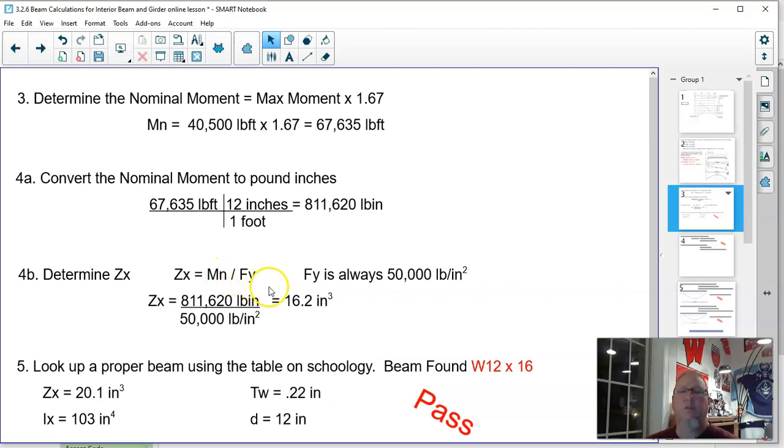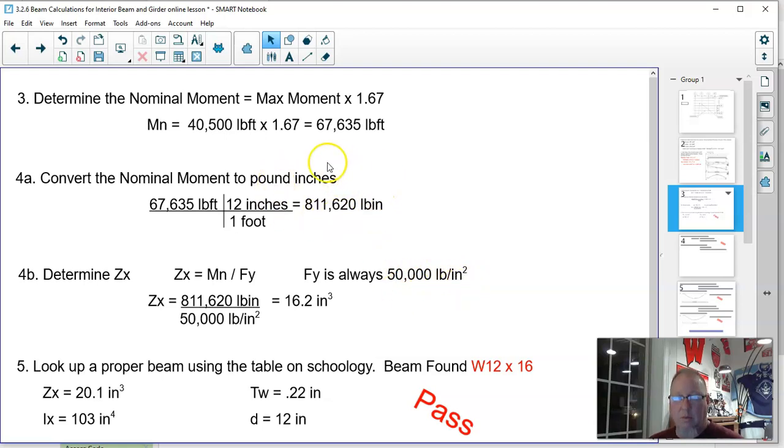Now Fy has to do with how steel is manufactured in the United States of America. It's one of the grades of steel. It's steel grade 529. And when you use that steel, the yield or stress modulus is 50,000 pounds per inch squared.